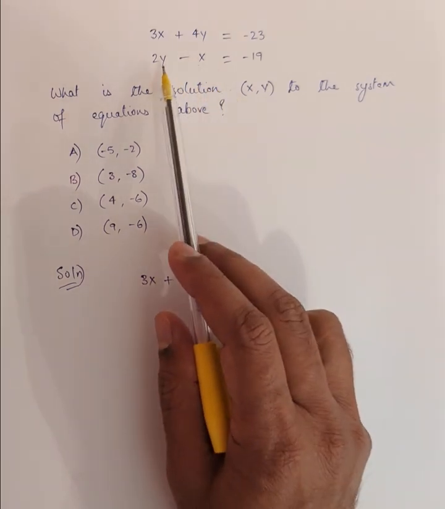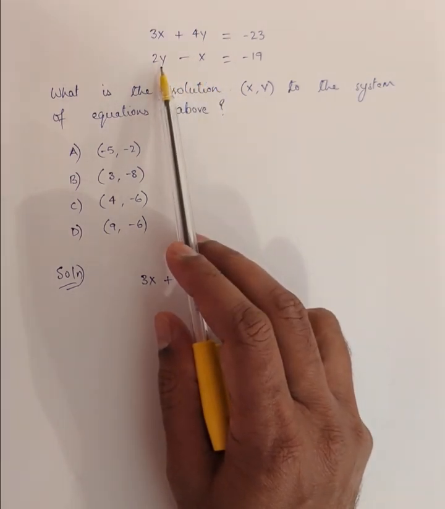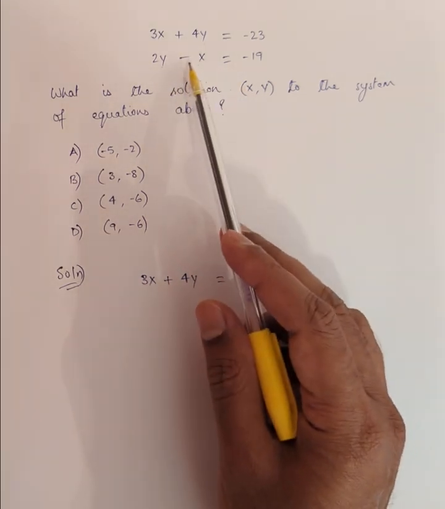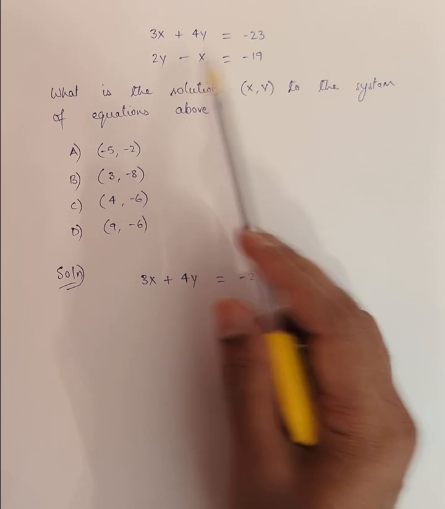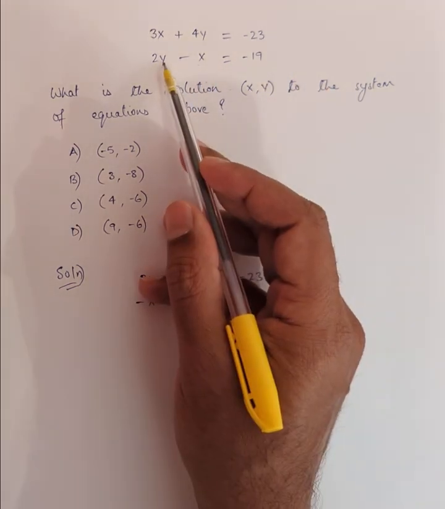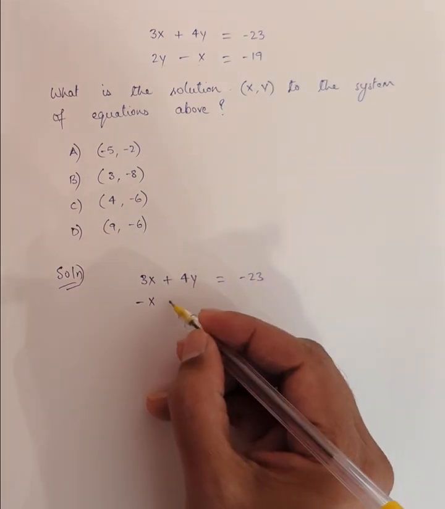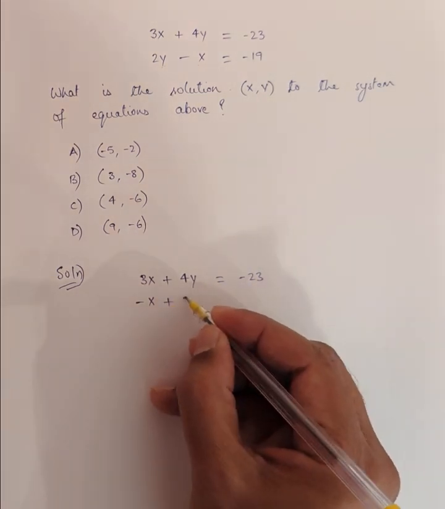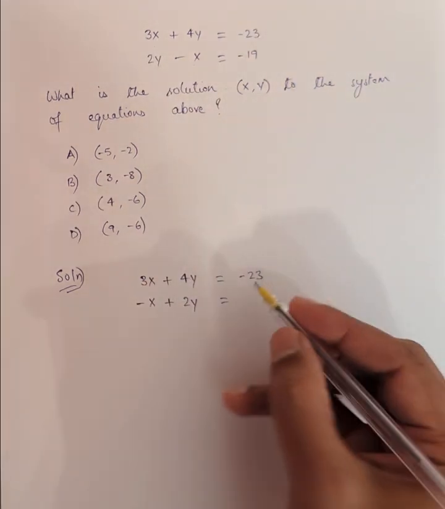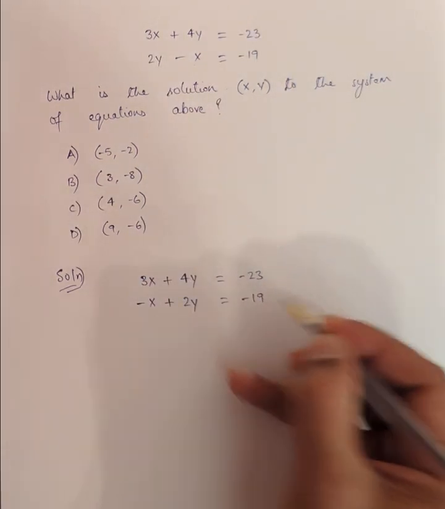But notice the second equation. Here the y appears first and x appears next. So we need to rearrange. So I want to write negative x first, and the coefficient of y is 2, which means it's positive 2. So I'm going to rewrite the second equation as negative x plus 2y equals negative 19.